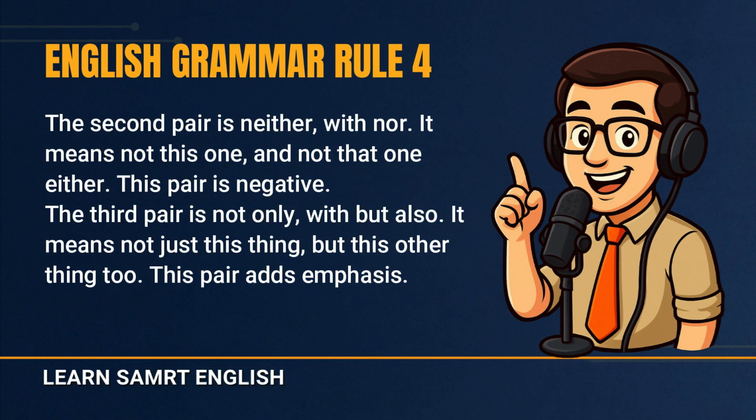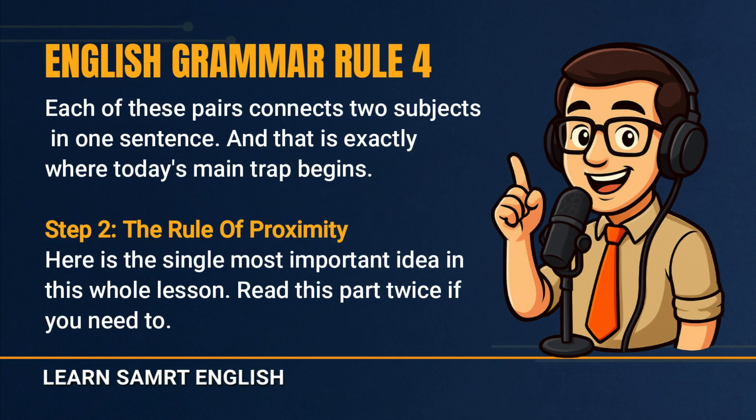The second pair is neither, with, nor. It means not this one and not that one either. This pair is negative. The third pair is not only with but also. It means not just this thing but this other thing too. This pair adds emphasis. Each of these pairs connects 2 subjects in one sentence, and that is exactly where today's main trap begins.